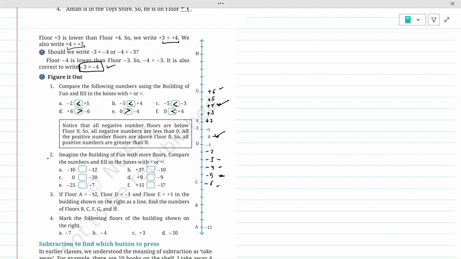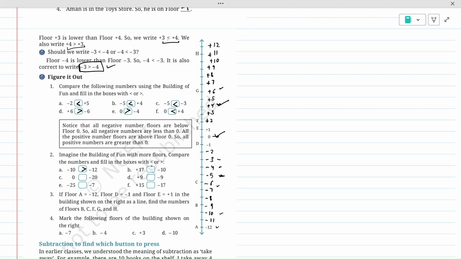Let me fill this in for you, but otherwise by now you should understand that the more negative the number, the lesser value it will have. The more positive the number, the more value it will have, right? Always keep this in mind. So -10 or -12. -10 here, -12 here. So in negative numbers, the greater the number, the less the value. So -12 is less.